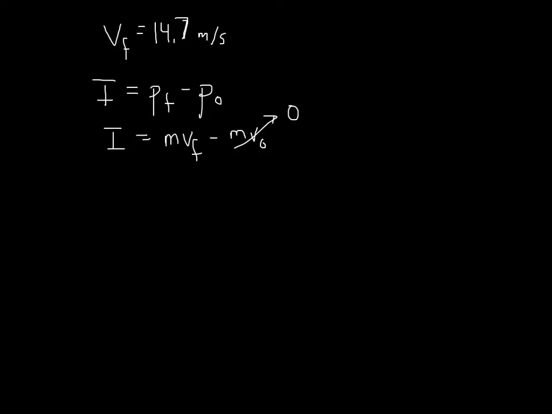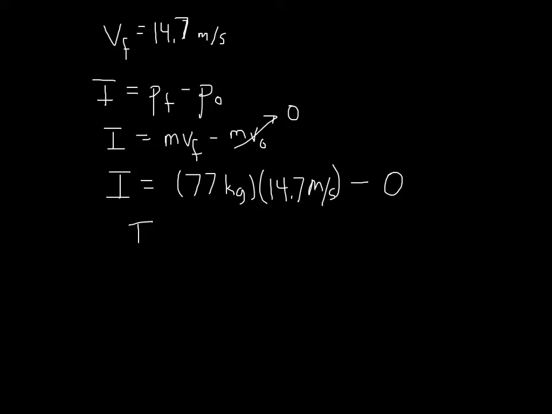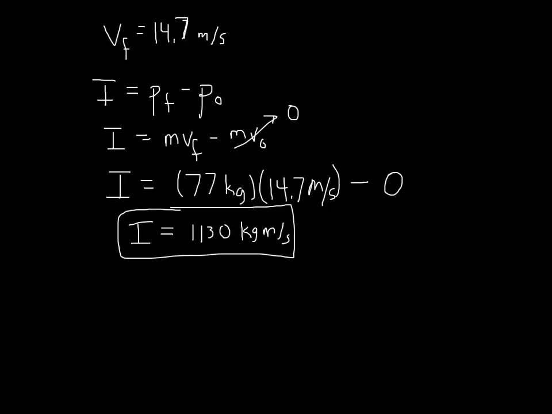And now we can just plug and chug our numbers in. The impulse, I, is equal to the guy's mass, 77 kilograms, times his final velocity, 14.7 meters per second. That's our final momentum minus our initial momentum, which was 0 because of that 0 initial velocity. So our impulse, when you multiply these numbers together, we get 1,130 kilograms times meters per second. So that's the impulse that the water gives to our body.